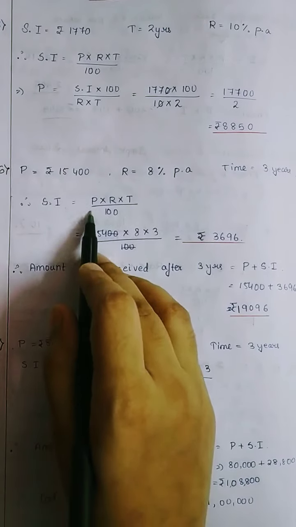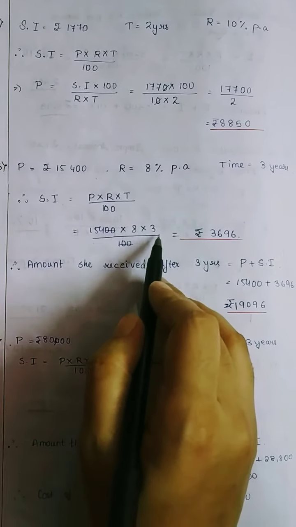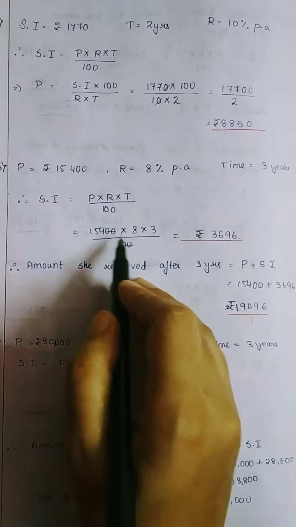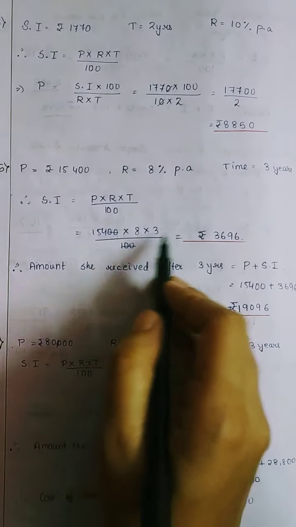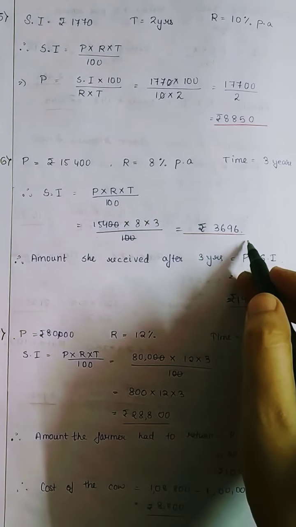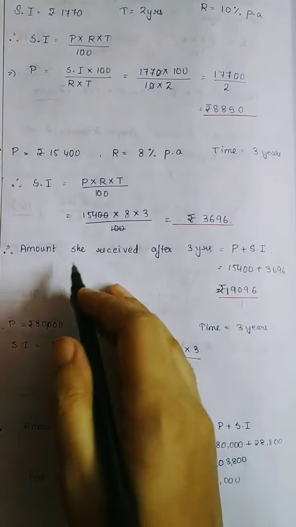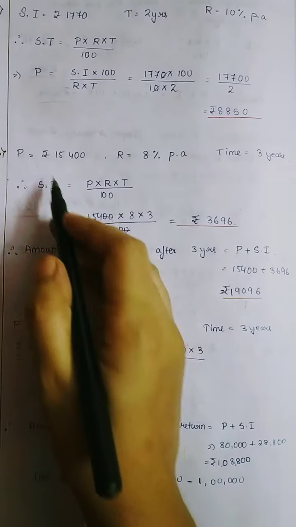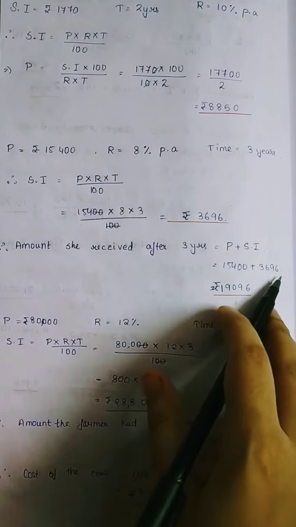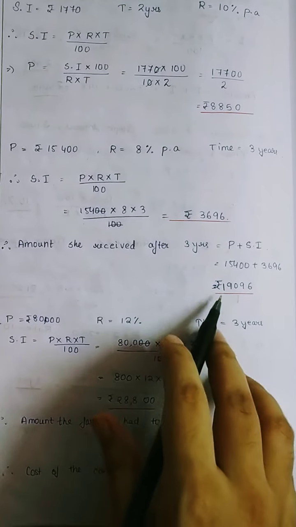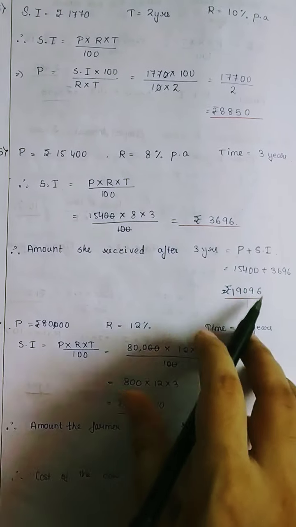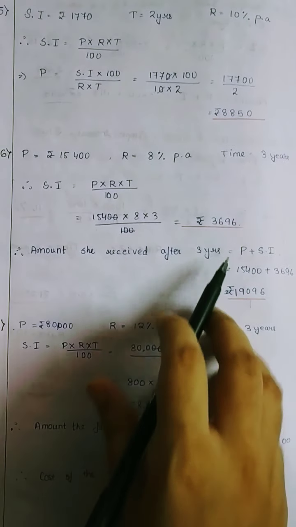Put the values. That will be 15,400 multiply 8 multiply 3 divided by 100. Okay, 100 and 0 will cut each other. Now what is left? Multiply them all. We get rupees 3,696. Okay, so amount she received after 3 years will be principal, that is 15,400 plus simple interest, that is 3,696. When you add them we get rupees 19,096. This is the amount she will receive after 3 years.